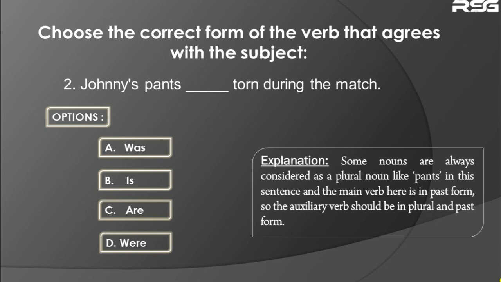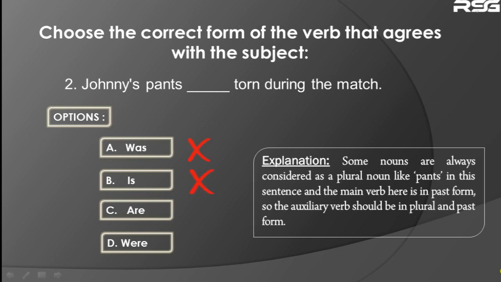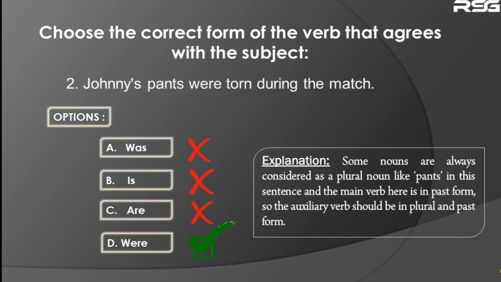And on top of that, in this sentence, the main verb is in the past form, like torn. So the auxiliary should also be in the plural form, and in the past form. So which auxiliary goes correctly here? Well, the correct auxiliary that we're going to use here is were, and the sentence goes like this: Johnny's pants were torn during the match.